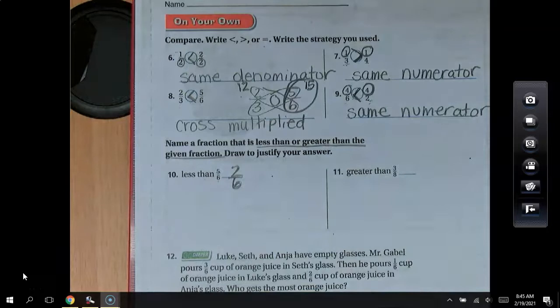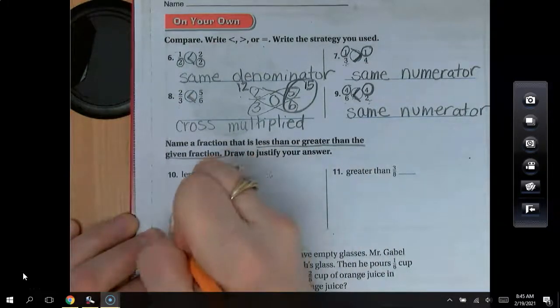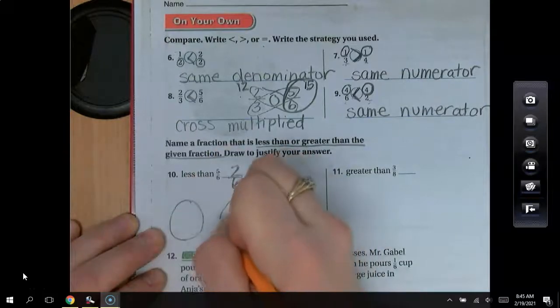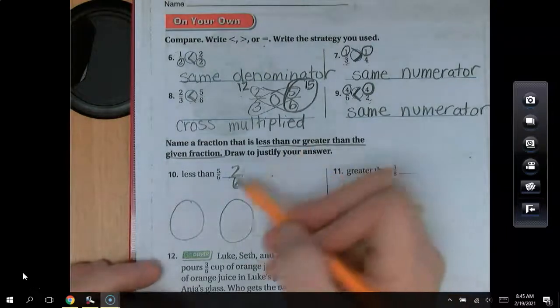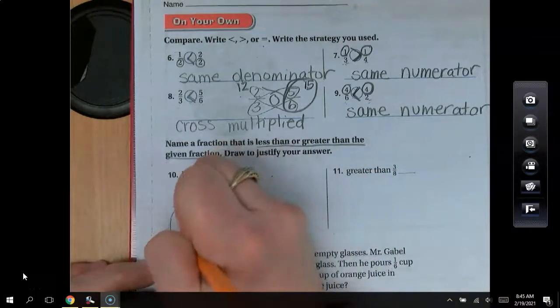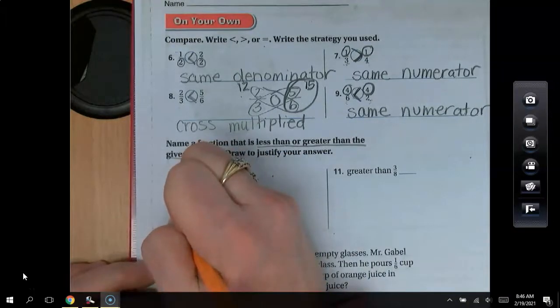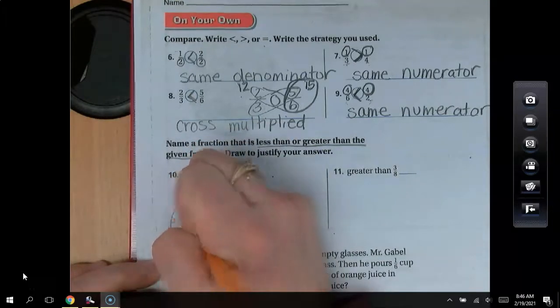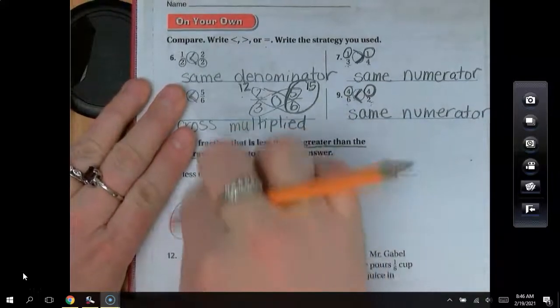Now, it says draw to justify your answer. Okay, well, first of all, we need to draw 2 circles, okay, because we have to prove that 2/6 is less than 5/6. So you're going to cut both circles into 6. You're going to draw, let's see, I might have did that wrong. Yes, I did. My apologies.